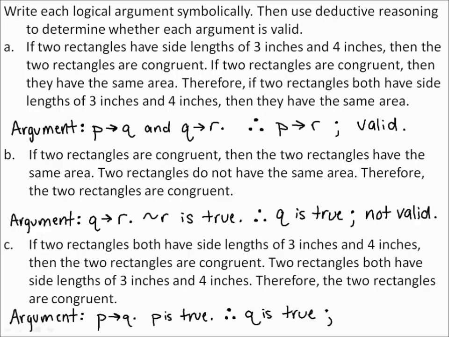The argument is, if P, then Q. P is true, therefore Q is true. If P, then Q is a true statement. By the law of detachment, if statement P is true, then statement Q is also true. So the argument is valid.